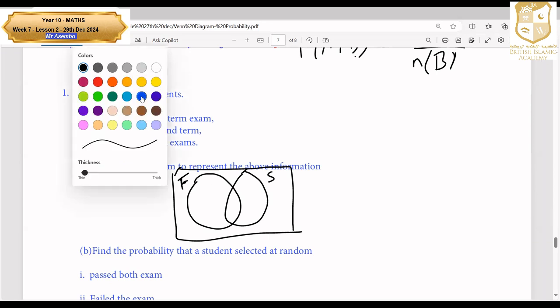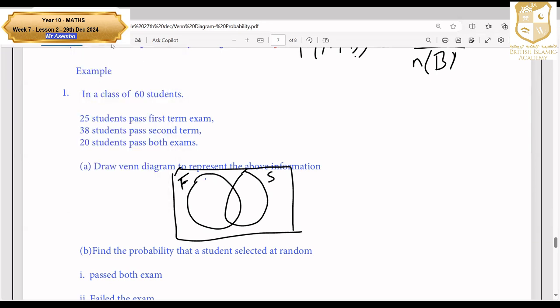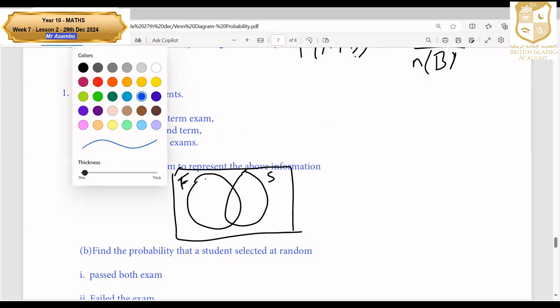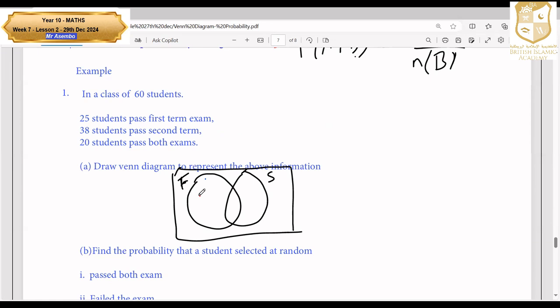I'll pick a different ink here so that you can see a different one. There's a blue, it's the same as the question. Okay, let me pick this one for that case.